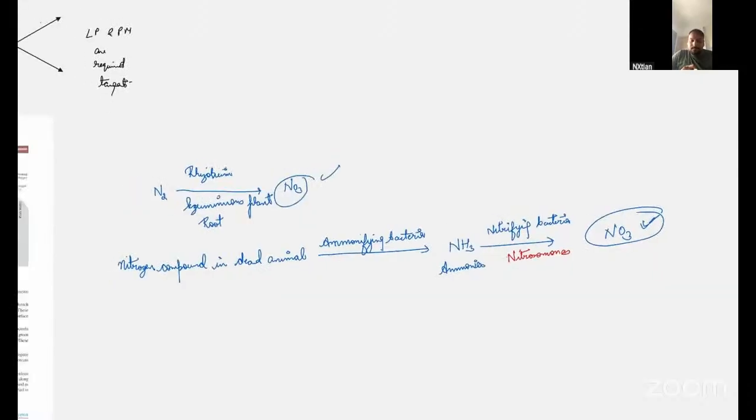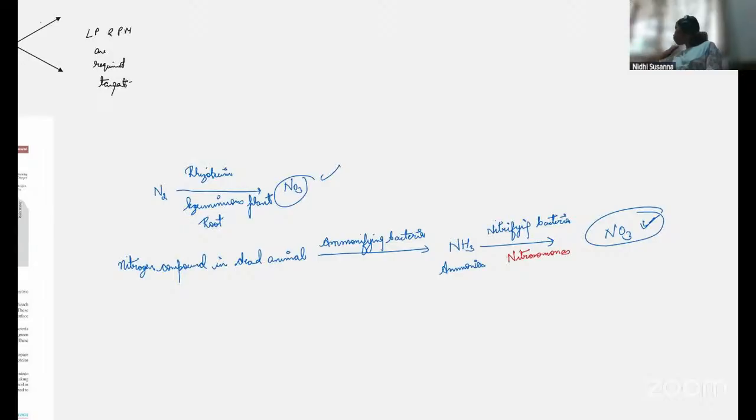Did you understand? What I understood is that the nitrogen complex in dead animals like feces and urine, when it is in the soil, is consumed by the ammonifying bacteria. It converts to a simpler component, and then the nitrifying bacteria simplifies that to NO3.